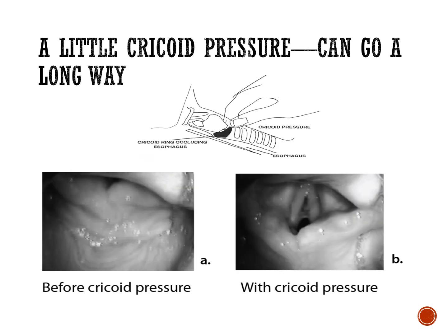This is a neat little slide. It really talks about the Sellick maneuver or cricoid pressure. A little bit can go a long way. The top portion is showing you where you'd actually apply that pressure, okay? And it's just beneath the Adam's apple, to be quite simple about it.